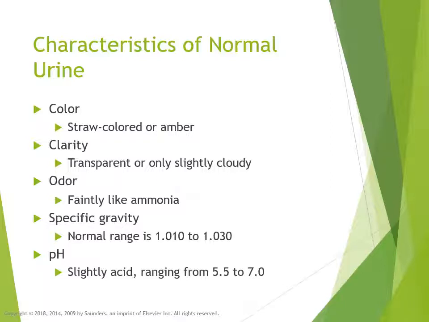So first you want to look at the color. Is the color normal? What does that mean? Normally, urine appears straw colored in nature or amber. Anything darker than that may be indicative of urine that's concentrated. If it's smoky red or dark brown, this may also indicate the presence of blood, or what's referred to as myoglobin. Remember to report any abnormalities to the physician or to the RN.